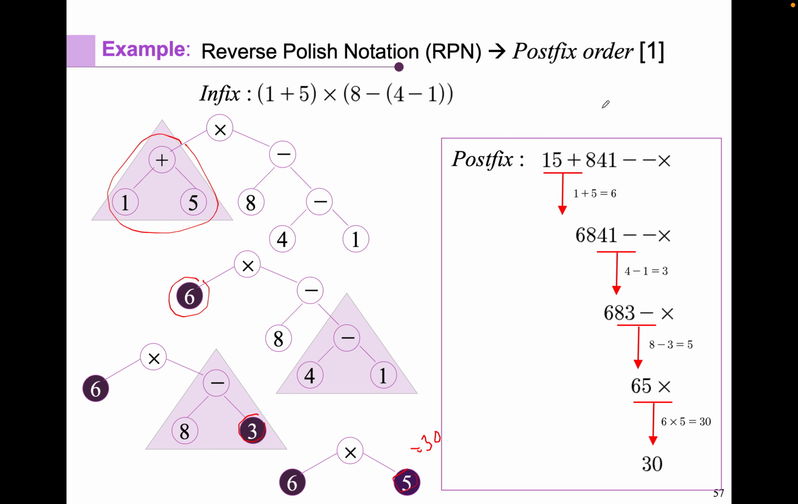But in terms of your postfix order, how are you going to solve it if you didn't see these 3? So in terms of postfix, you can solve like this. Starting from this part first, you're going to do 1, and then you have addition there. 1 plus 5, you're going to get 6. So you put 6 there first. And then from this 6, you have 6, 8, and then you have 6, 8, 4, 1, minus, minus, multiply.